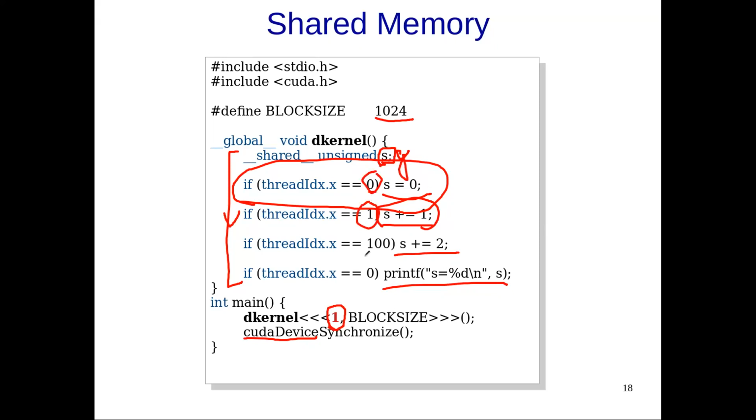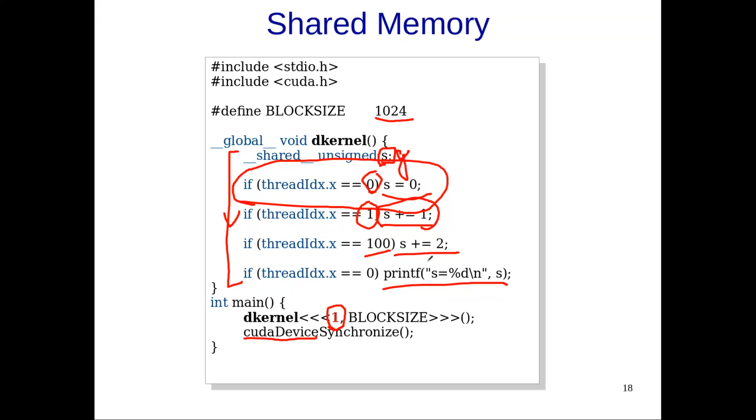As far as thread 100 is concerned, that is not part of the same warp, and therefore there is no control over whether it is going to get executed at the same time or later or earlier. Therefore s plus equal to 2 might read the value of s as garbage. It can read the value of s as 0. It can also read the value of s as 1. Okay. Therefore all these three can get incremented by 2 by thread number 100.